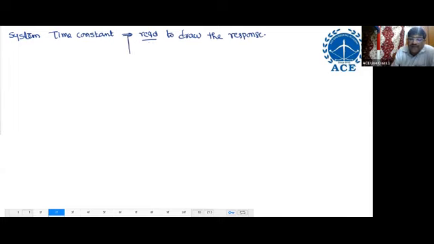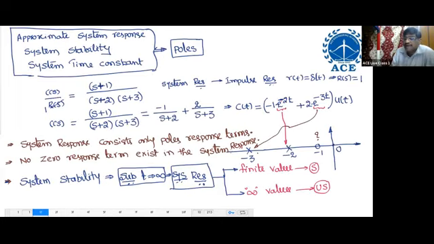When you want to get the time constant from the response, what do you have to do? You have to compare the response with e power minus t by tau. If you want the time constant, we need to compare the response with e power minus t by tau. For example, compare here with e power minus t by tau.